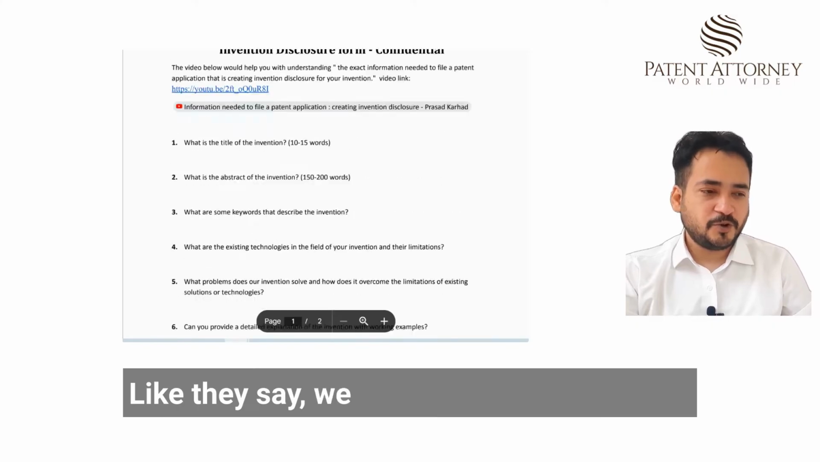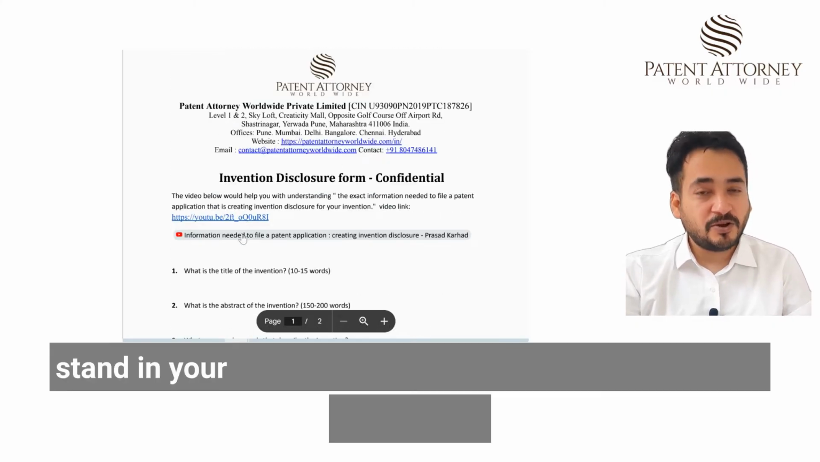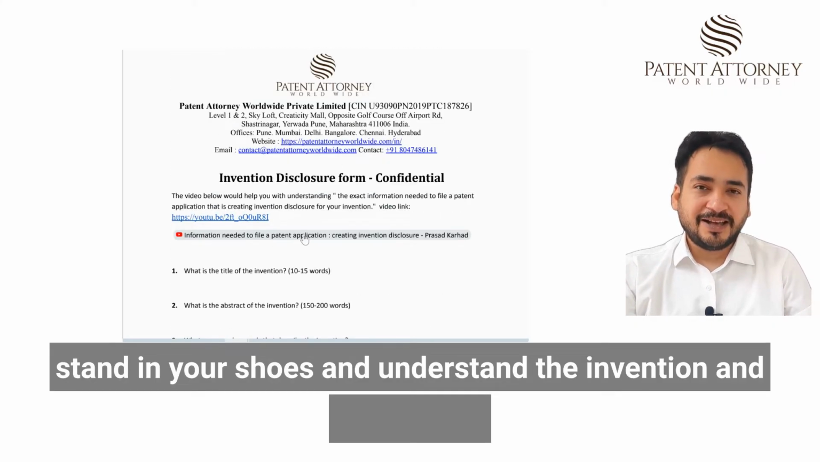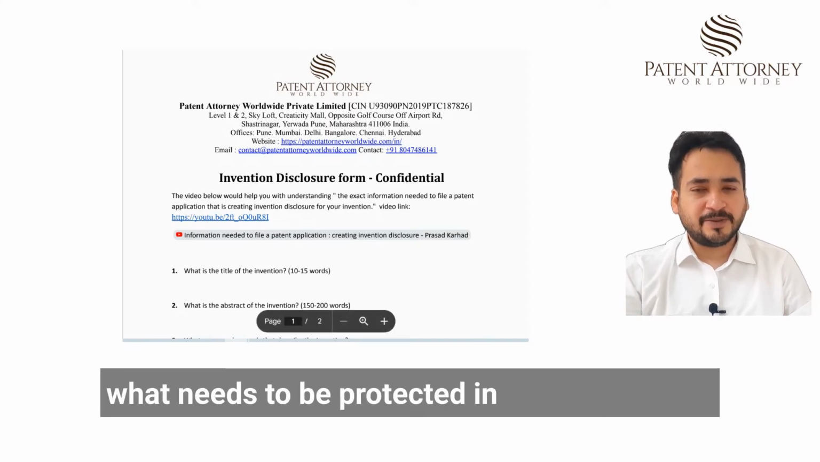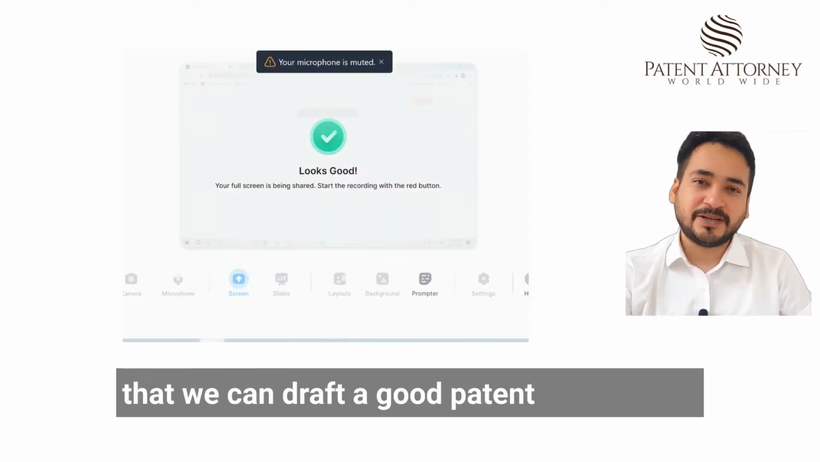Like they say, we should be in a position to stand in your shoes and understand the invention and understand what needs to be protected in a proper way, so that we can draft a good patent application.